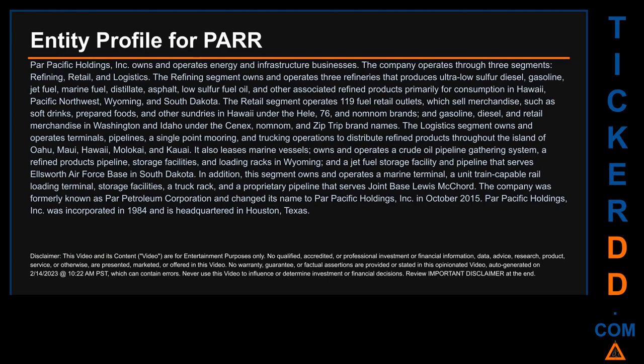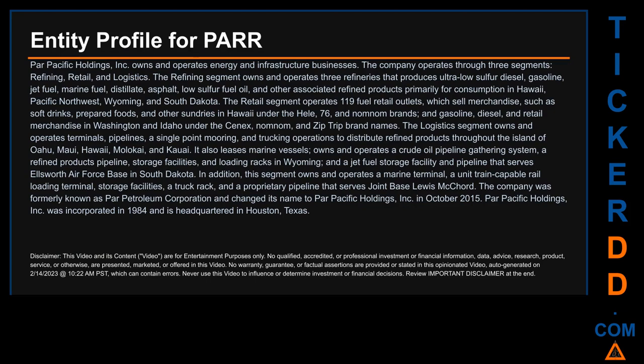The refining segment owns and operates three refineries that produce ultra-low sulfur diesel, gasoline, jet fuel, marine fuel, distillate, asphalt, low sulfur fuel oil, and other associated refined products primarily for consumption in Hawaii, Pacific Northwest, Wyoming, and South Dakota.